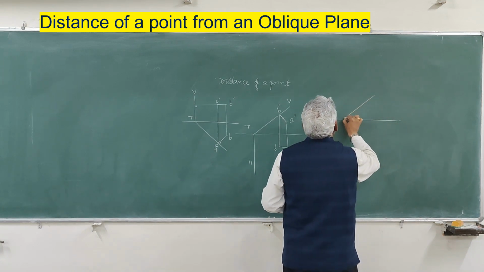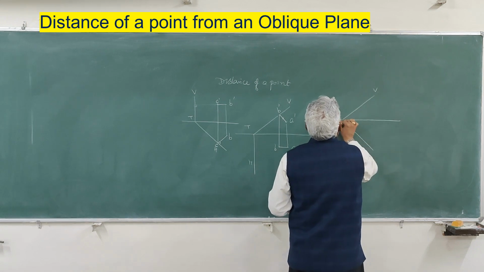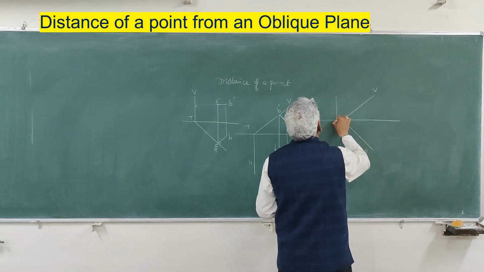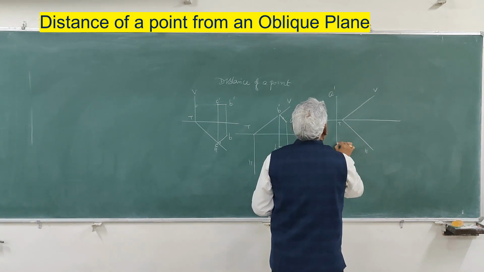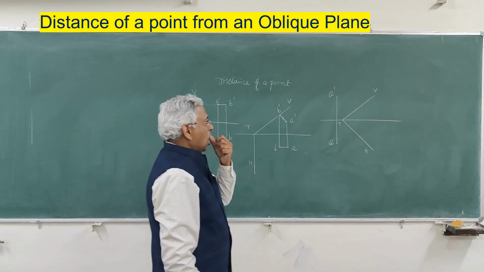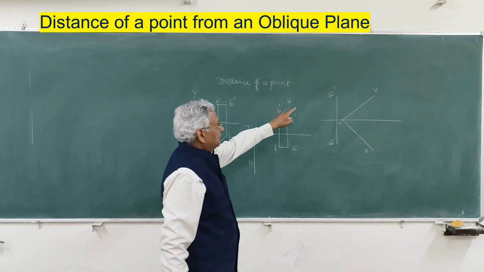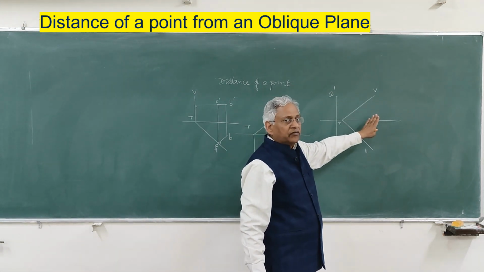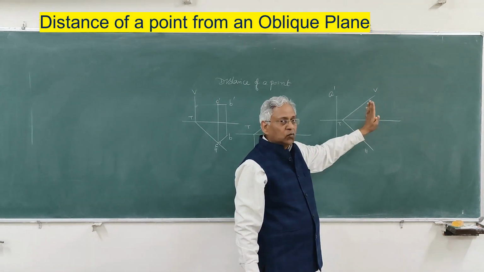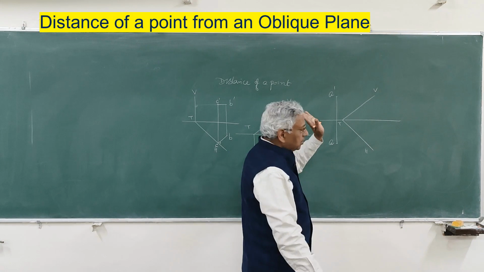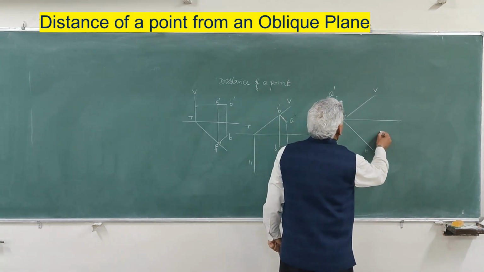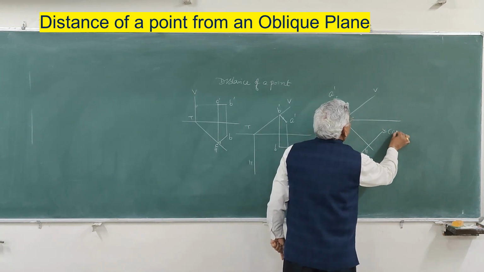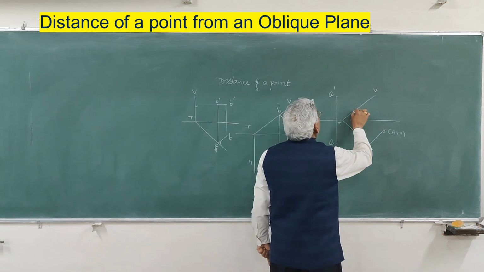You have an oblique plane, VTH, and a point. You can take the point here, you can take the point here. Let me take the point here, A. Here you cannot find the perpendicular distance directly because it is not perpendicular to any reference plane. So what we do, you first convert this oblique plane into an inclined plane or into an AVP. Let me take a plane here, AVP, and convert this into an inclined plane.